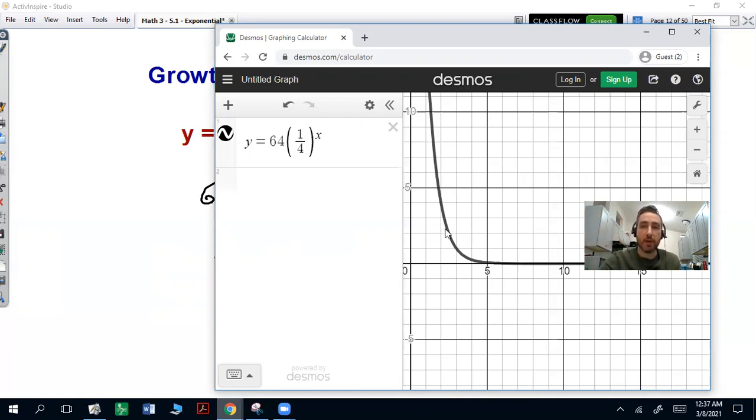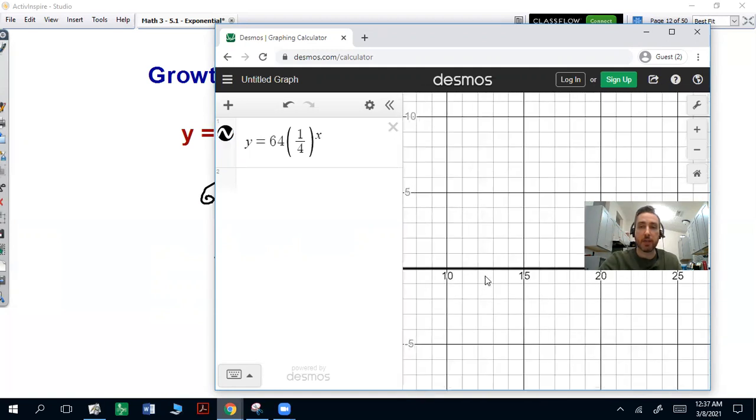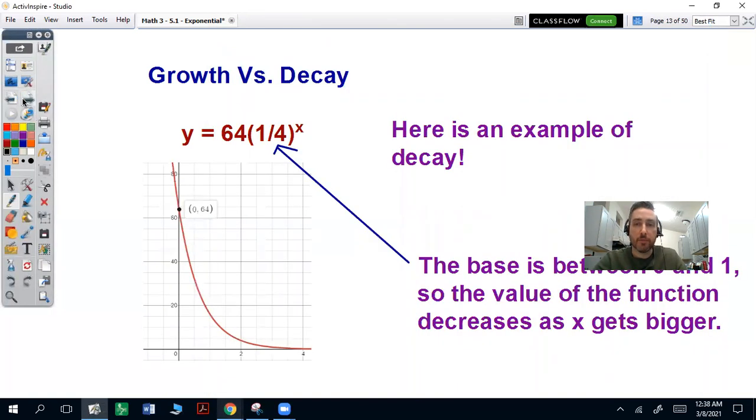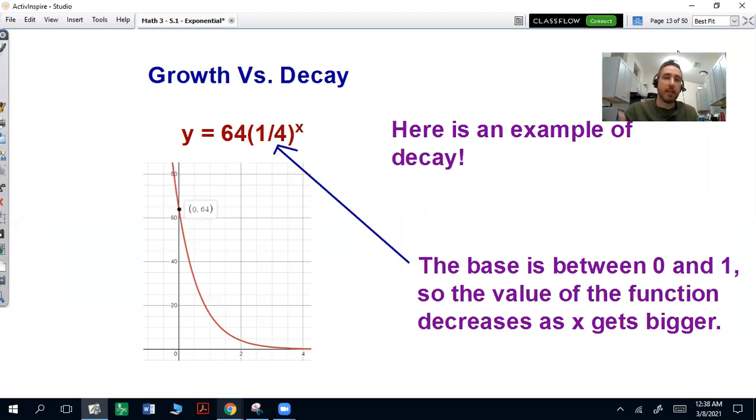each time, and it decreases, but it never, of course, is going to go below 0, because if you divide by 4, you just get closer and closer to 0, but you don't actually get below 0. So that's going to be decay. And that base there is between 0 and 1. So, you know, any decimal like 0.25, 0.5, 1/2, 1/3, 2/3, numbers like that is going to decrease, and it's going to go down as it goes to the right.